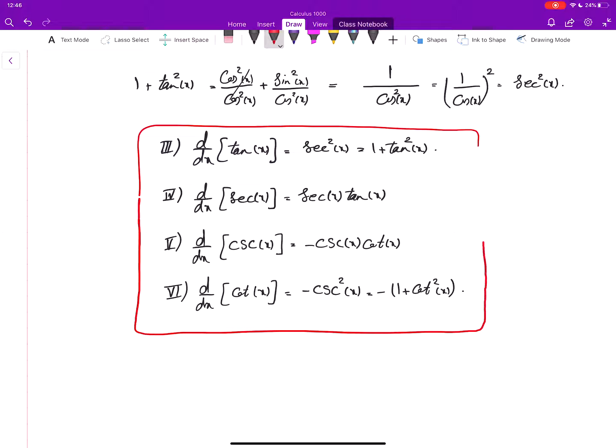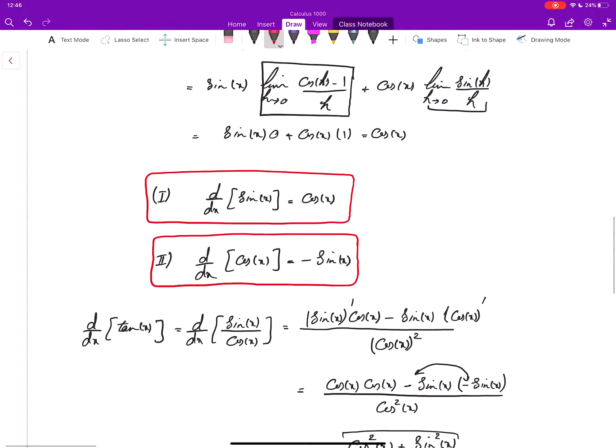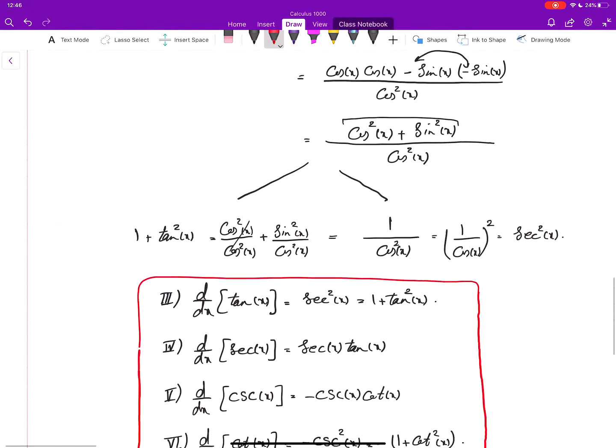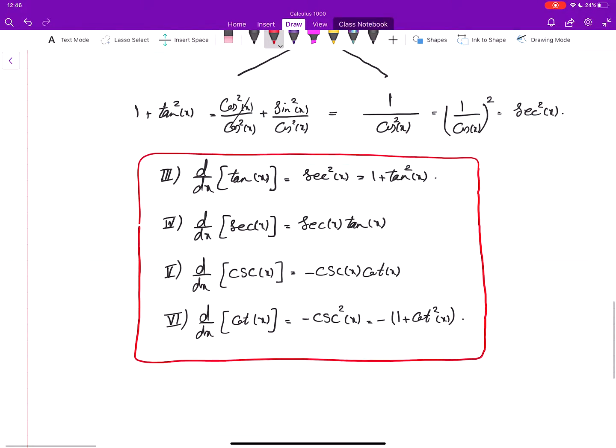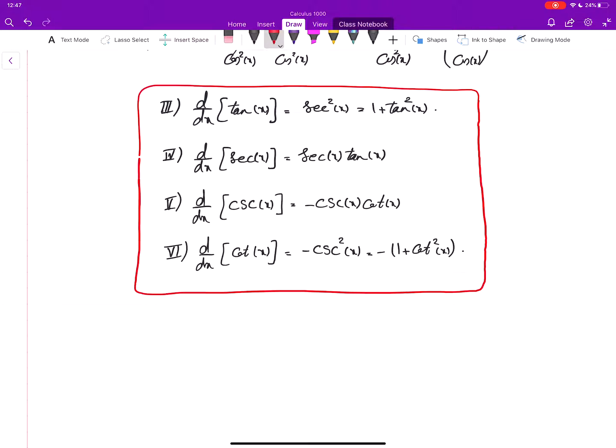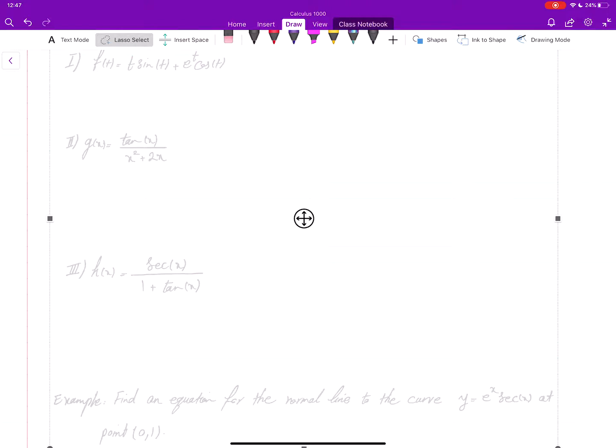Derivatives of all trig functions, sine and cosine up there, and then the rest are here. You have to work with these things so that you write them down without thinking of what the formula is. It should come up like that. Okay, so let's do some examples before we finish this video.